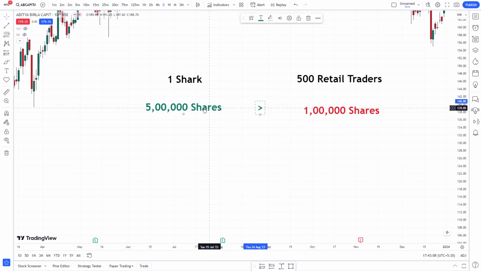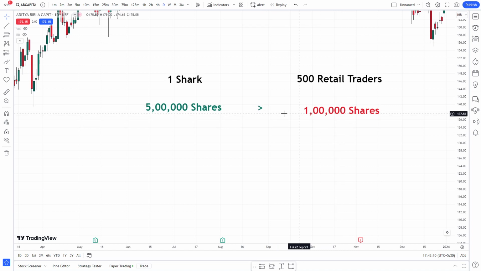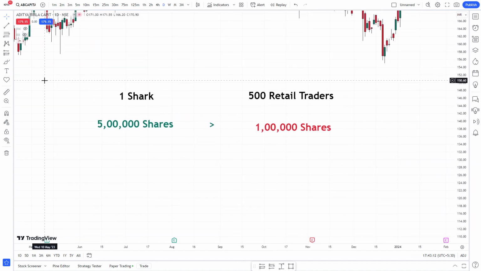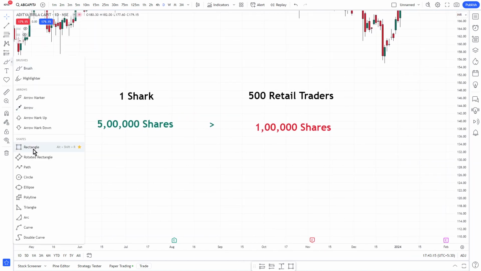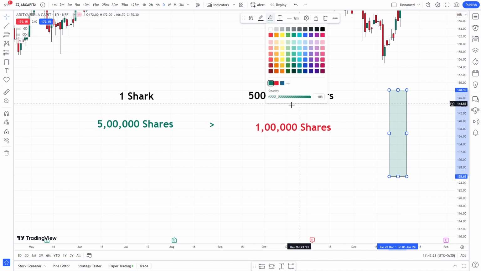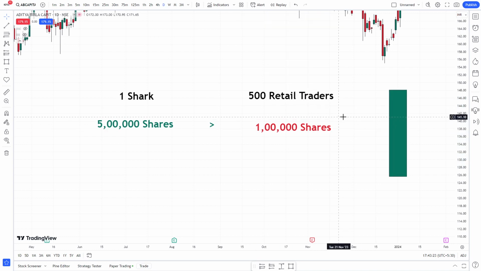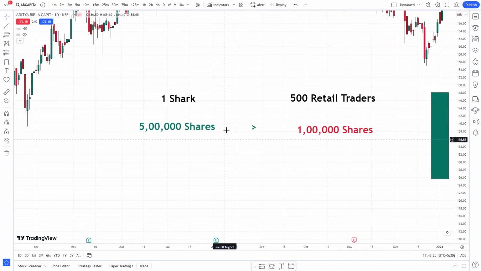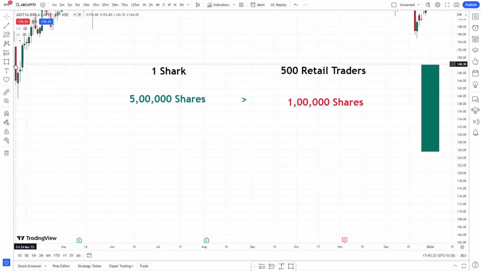demand is higher than supply. So what will we see? We will see a green candle, a big green candle. Okay, now you can see when a shark enters, it changes the complete equation. Unless there is a shark in the market, price will keep moving like this, sideways.